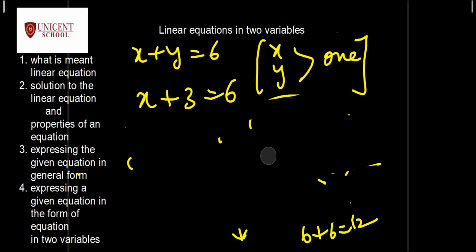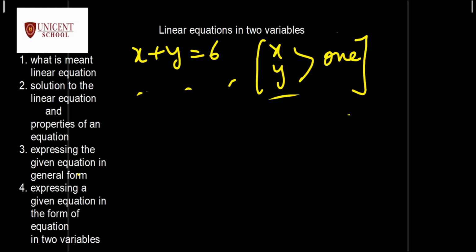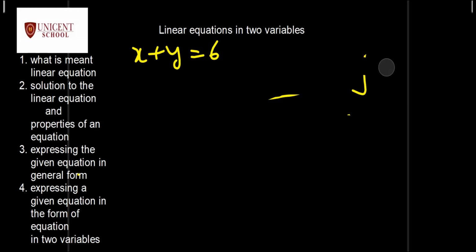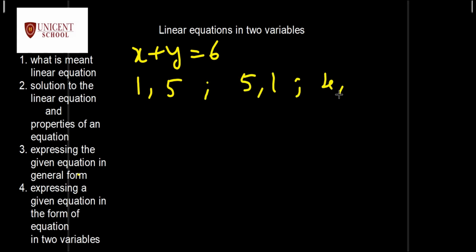Now let us take the linear equation in two variables and we'll discuss its solutions and its general form. Now what can be the solutions for this? (1, 5) can be the solution, or (5, 1) can be the solution, or (4, 2) can be the solution, or (2, 4) can be. In this way, my list goes on.